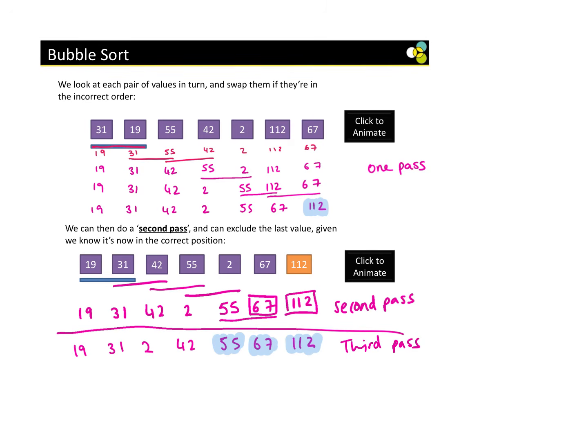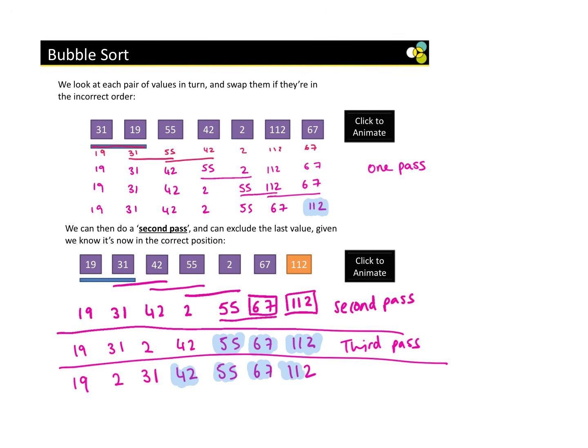Now the next pass. 19 and 31, no swap. 31 and 2, yes, we are going to swap. So we've got 19, 2, 31. And then 31 and 42, we're not going to swap. So now we know that 42 is also in the right place. This is our fourth pass.